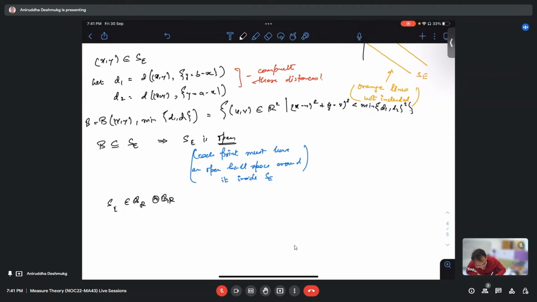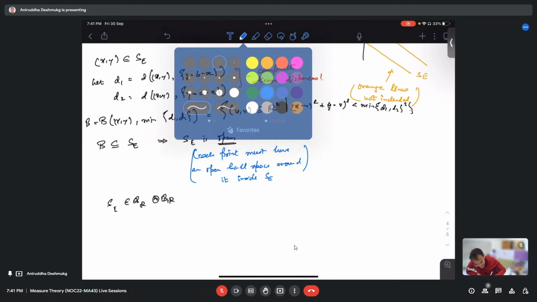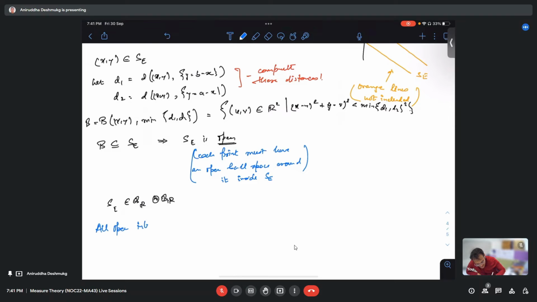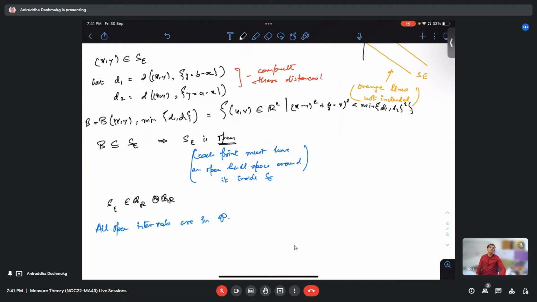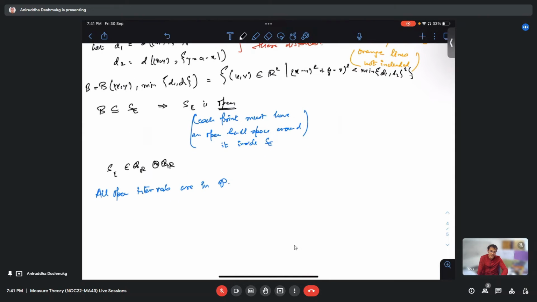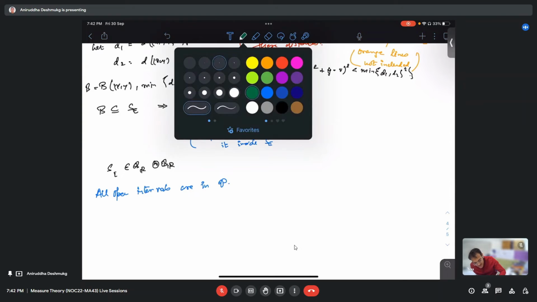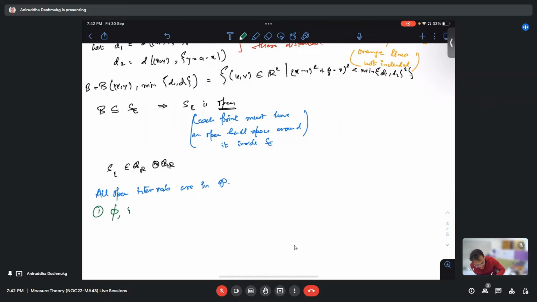That is to say that all open intervals are in this collection P. Now it is enough to prove that P is a sigma algebra. To prove P is a sigma algebra, we have to prove three things. One is it should contain the empty set and the whole space, but that is true because they are open intervals in themselves. And the next thing we need to prove is that P is closed under complements and closed under countable disjoint unions. So let us start proving it. The first one is very easy: the empty set and all of R are inside P since they are open intervals.